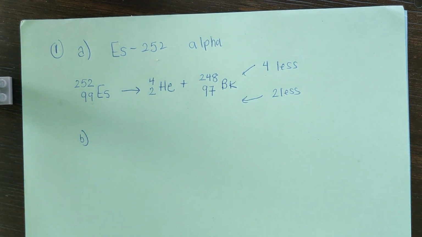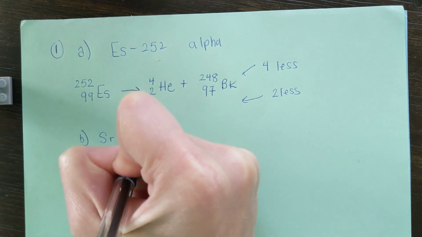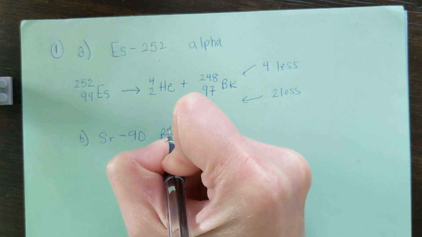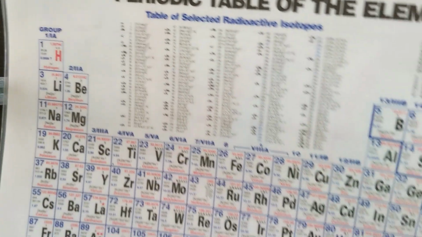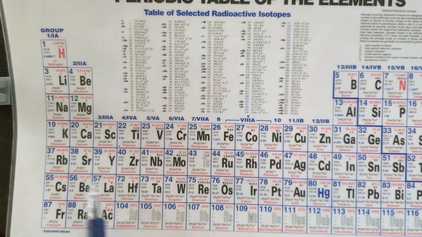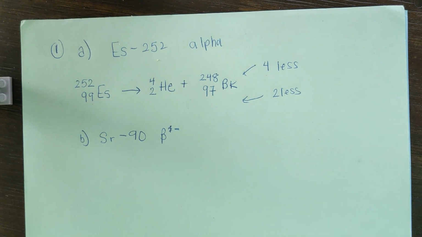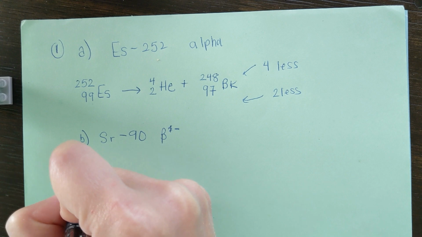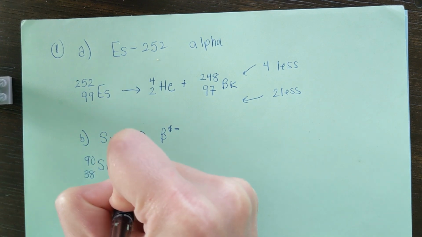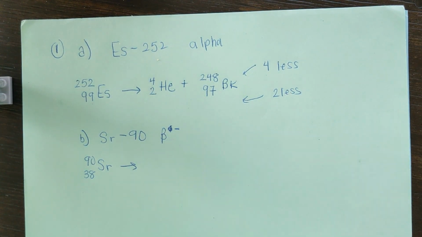Okay, so B tells us we have strontium 90, and it's undergoing a beta decay, so beta minus decay. So strontium 90 has a beta decay. Okay, so we look at the periodic table. Strontium is here. Strontium has 38 protons. So we have 90 SR, and we have 38. So we have a beta minus decay.